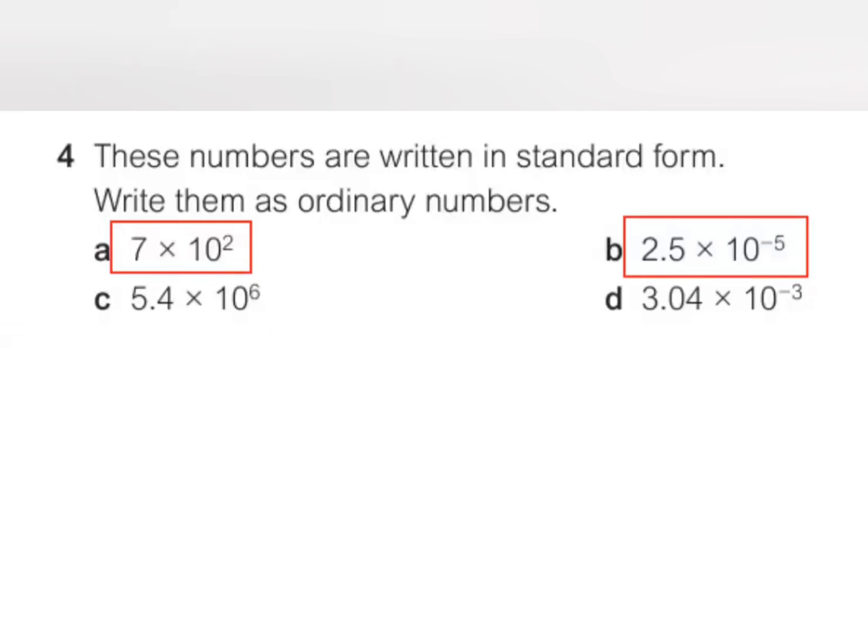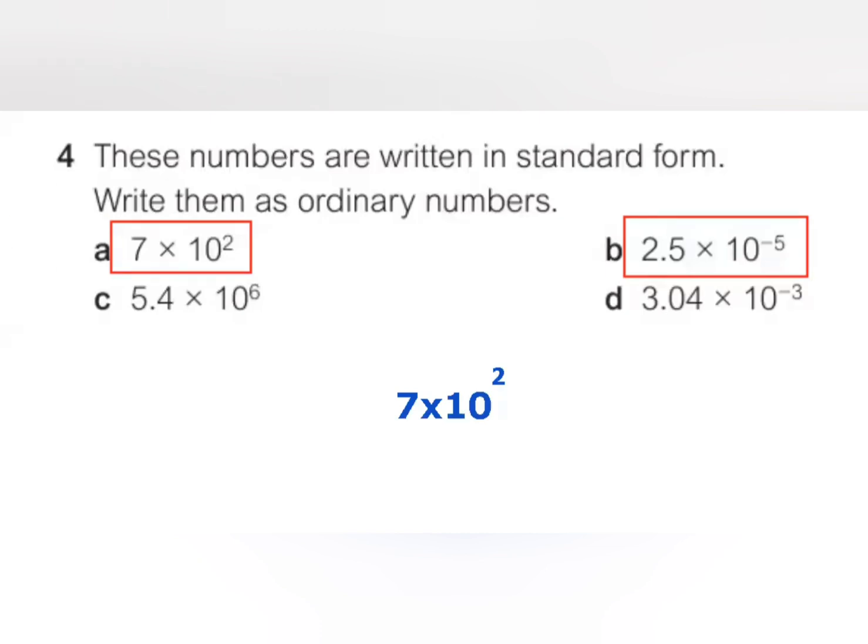Now let's do A here. So we have 7. Let's make the typing bigger. So 7 times 10 power of 2. So the power is 2. Now, the power is 2 means what? It means you have to move the decimal point 2 times. Now, where is the decimal point? Very good. The decimal point will be over here.